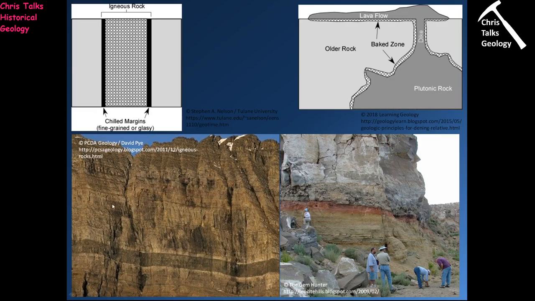And it quite clearly tells us that this limestone must have been here first, because as the magma was intruded to form the sill, it cooked the rock below it and it cooked the rock above it. Therefore, we know the rocks below and above must have been there before the sill was in place. Okay?